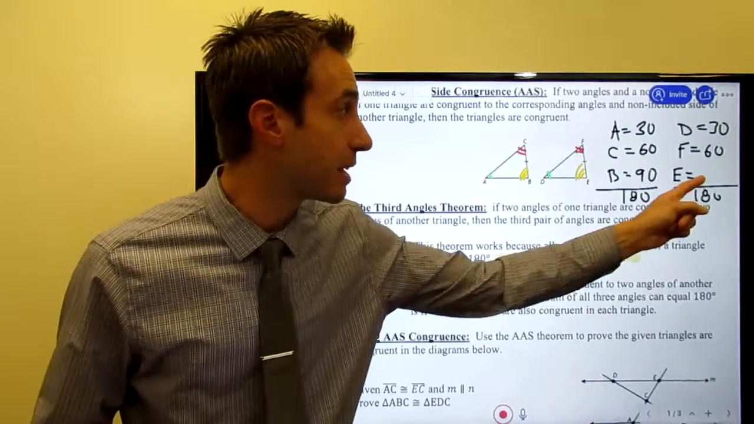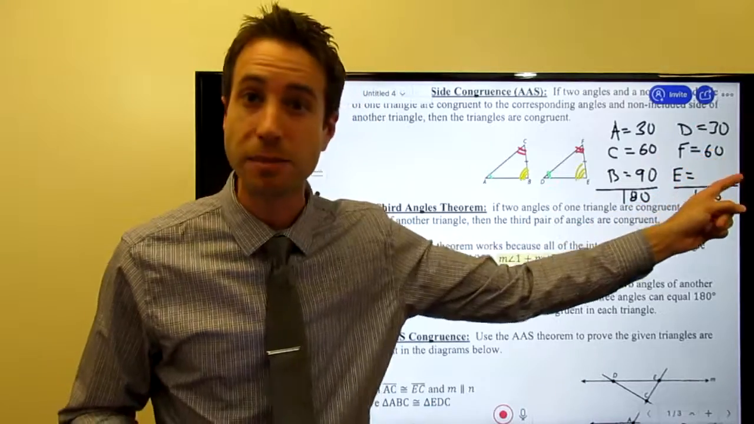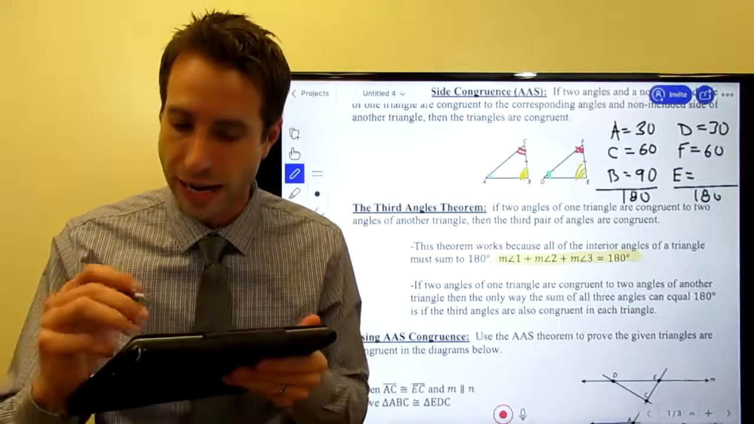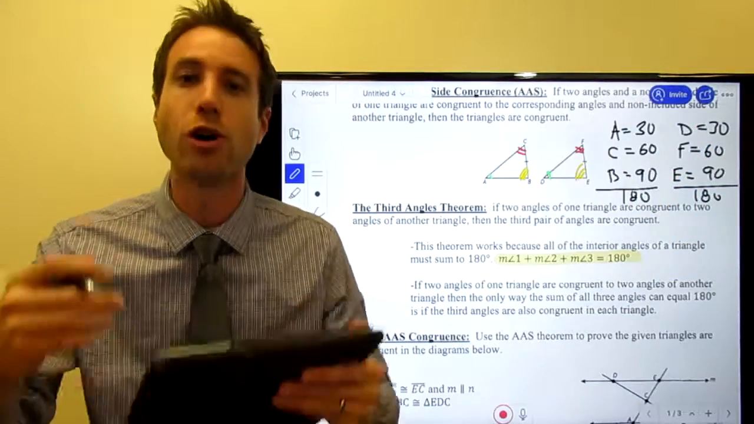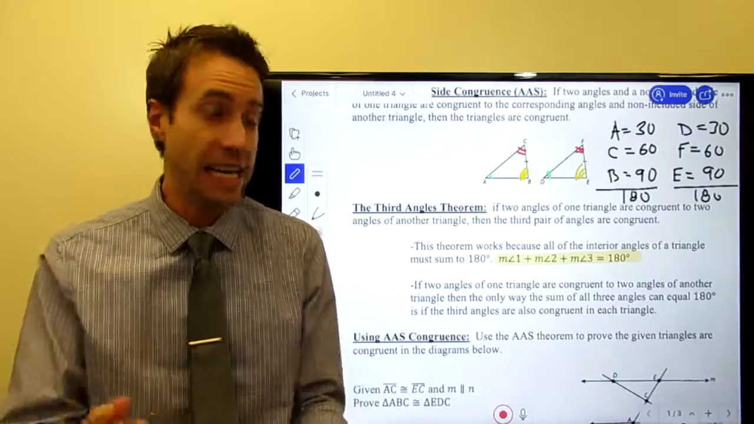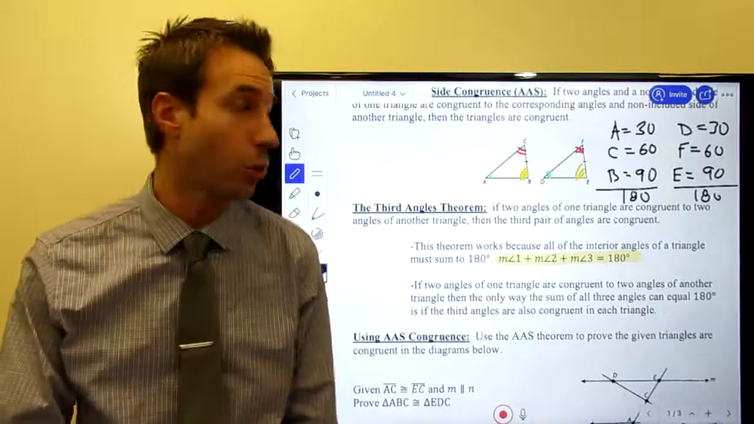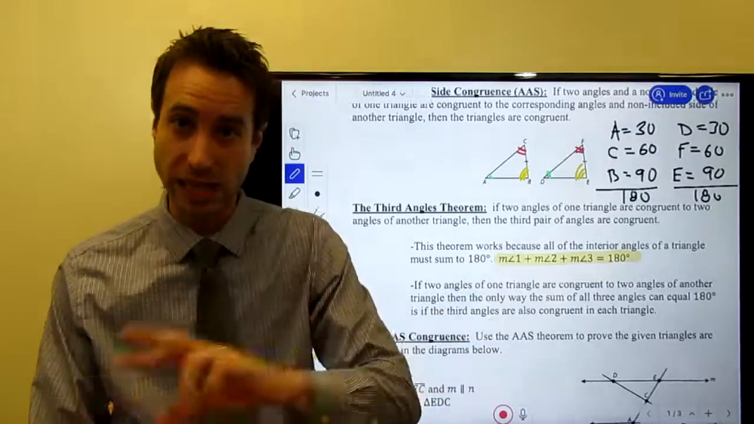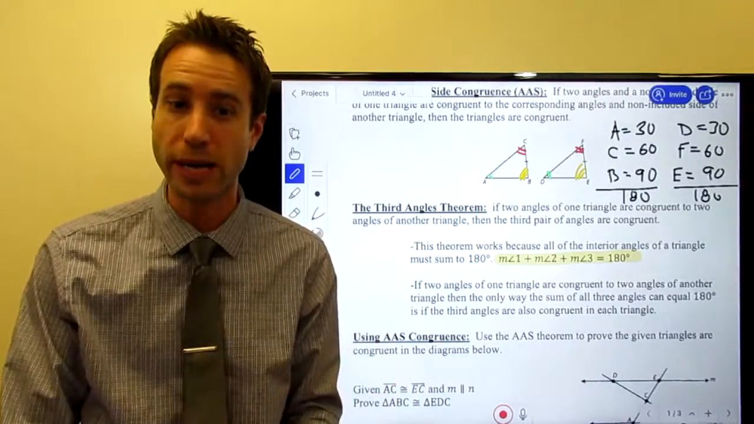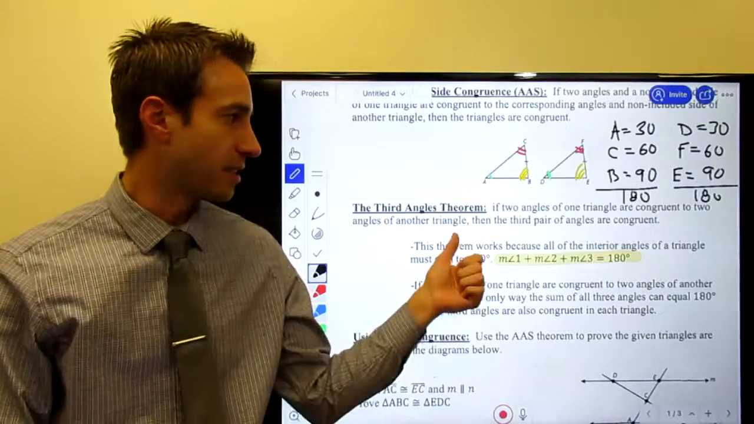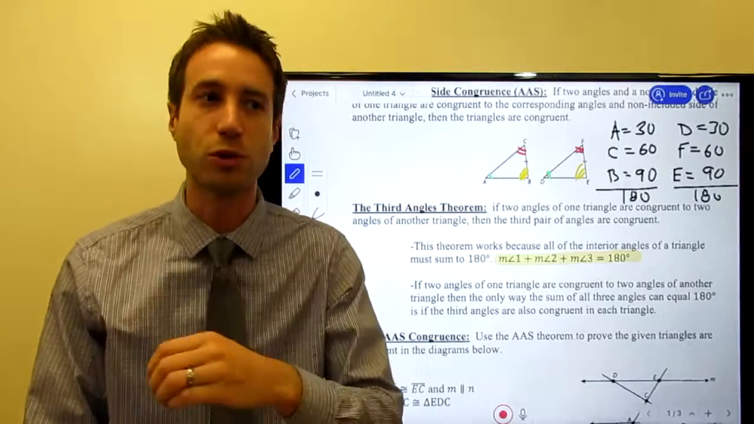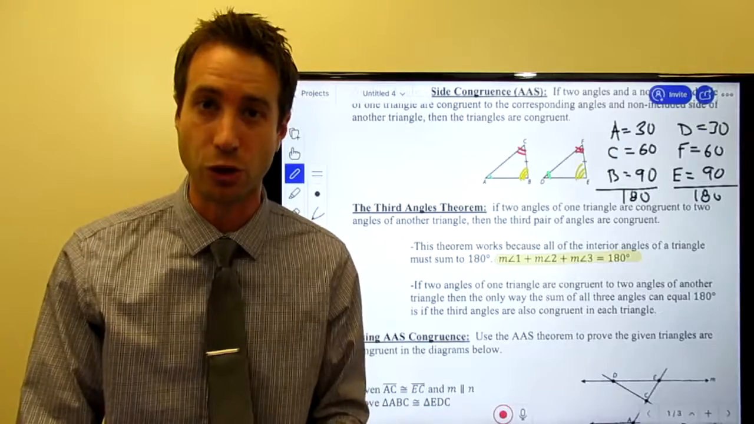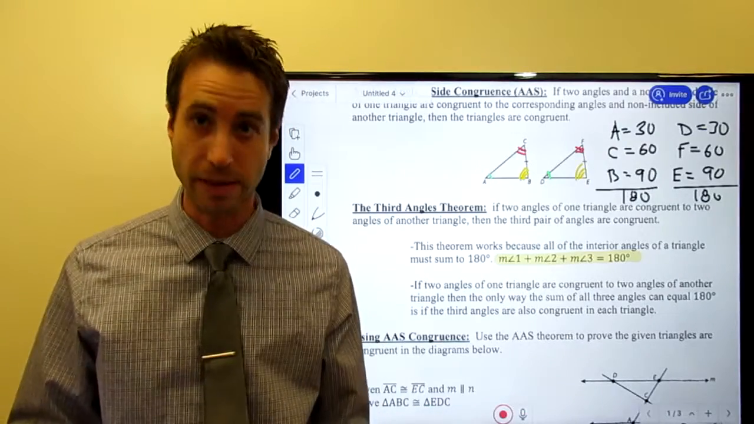But the exact same thing is true over here. 30 and 60 sum to 90. How do I get to 180 degrees? E also has to be 90. There's no other choice. So if I know two of the angles in corresponding triangles are congruent, then I know, thanks to this theorem, the third angles must also be congruent. They have to be.